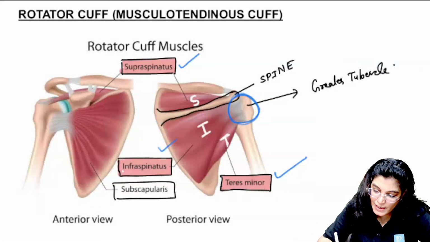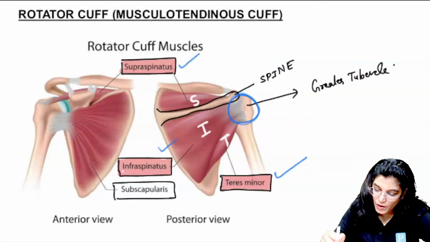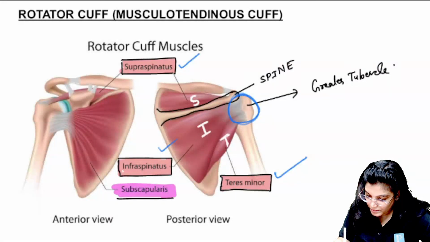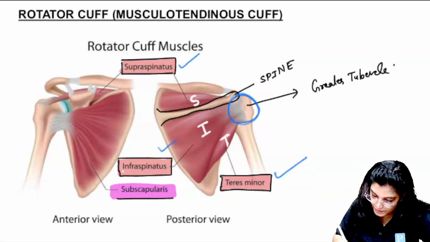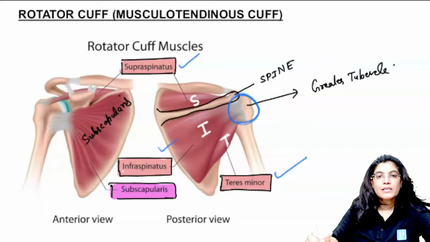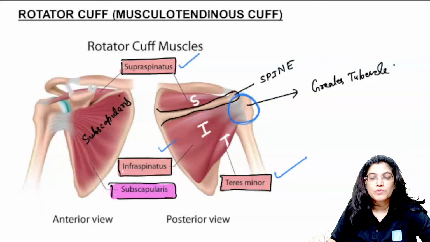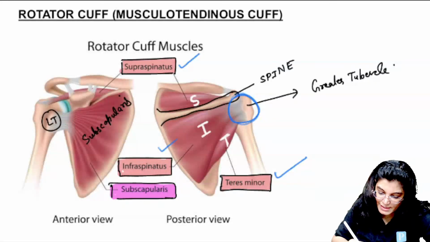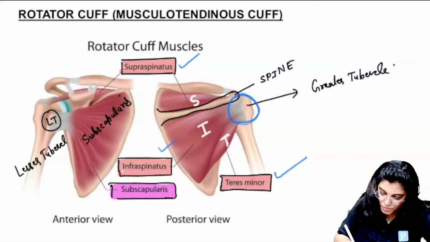Now, here we can see one more muscle, that is the subscapularis muscle. Which muscle is this? This is the subscapularis muscle, which originates from the subscapular fossa in the anterior view, and it inserts into the LT. What is LT? The lesser tubercle of the humerus bone.